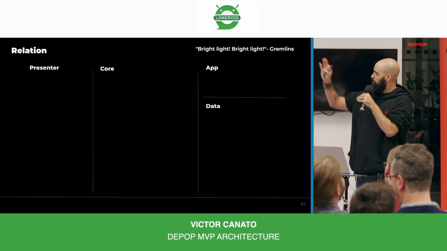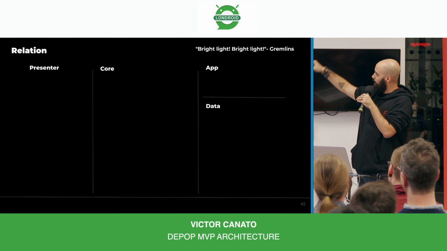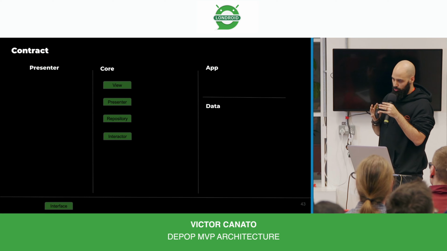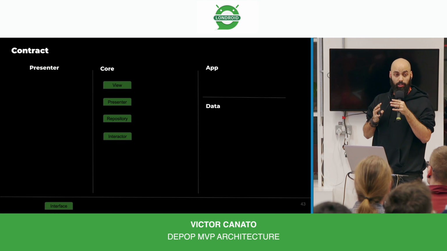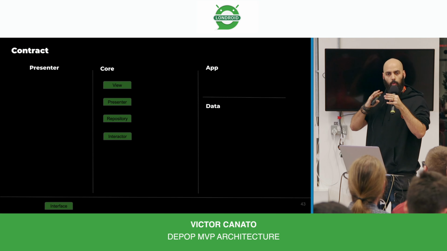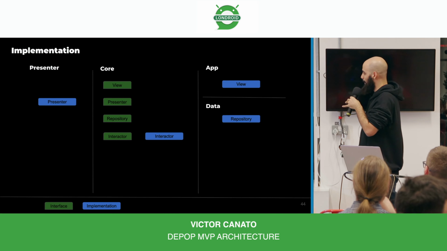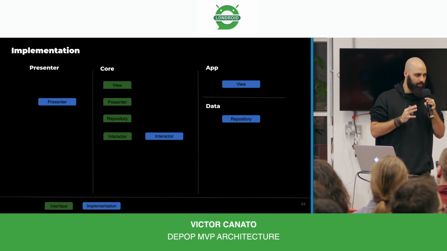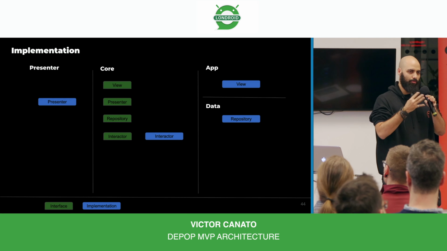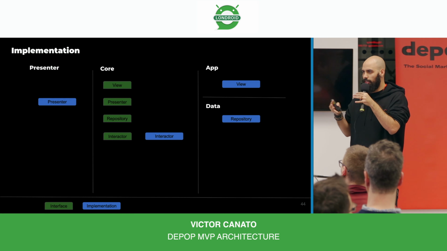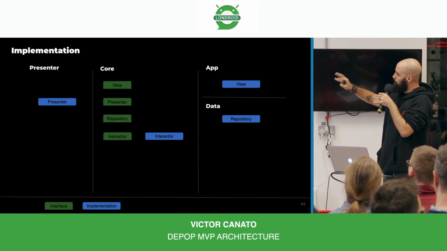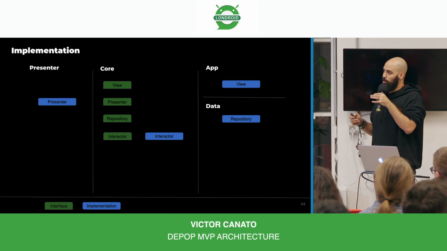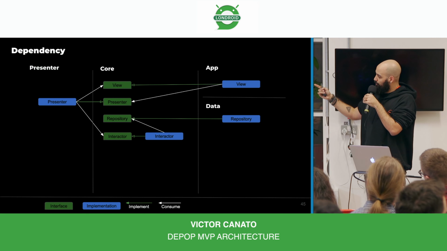We have the presenter, the core, the app, and the data. And the first thing that we decide is about our contract. What is our contract? It's mostly an interface that decides how we're going to communicate between the layers. Then we have the main implementations. I put here quite simple, so we have more things. We have fragments, the activity, the recycler, the adapters, but for you to understand the main ones, each one of these implementations will be connected with one of the interfaces.